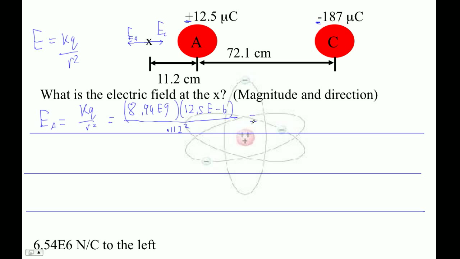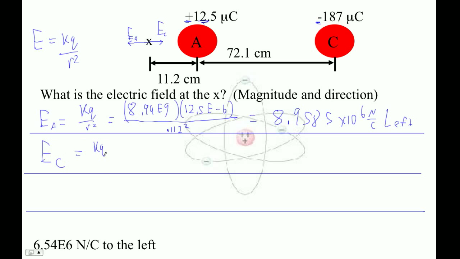Wow, that's quite a large number. My calculator very unhelpfully will not go automatically into scientific notation, so I must do it myself. All right, there it is: 8.9585 times 10 to the 6th newtons per coulomb. And because it's due to A, we're using A as the charge, it's to the left. Okay? And now let's figure out the electric field due to C.